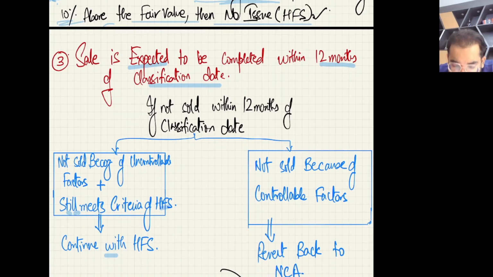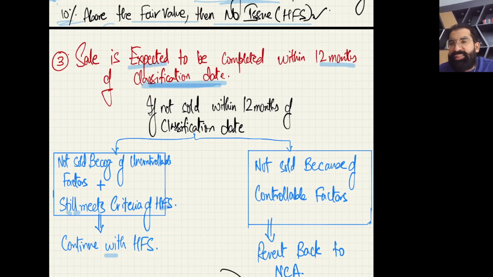Now the next point, sale is expected to be completed within 12 months of its classification date. Very, very important line. Listen, from its classification date, not year end. See the wording of the law, see the wording of the IFRS. Sale is expected to be completed within 12 months of its classification date. And sometimes the classification date is the mid of the year. Sometimes what we do, you classify the asset as held for sale from the mid of the year. So now you need to count 12 months from the mid of the year. So it should be sold within 12 months.